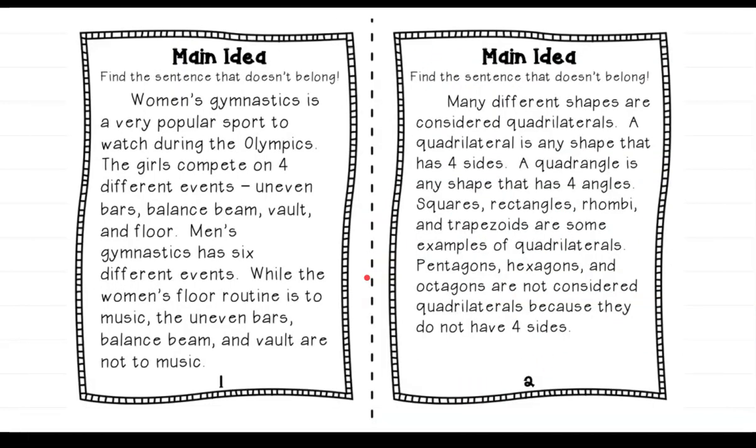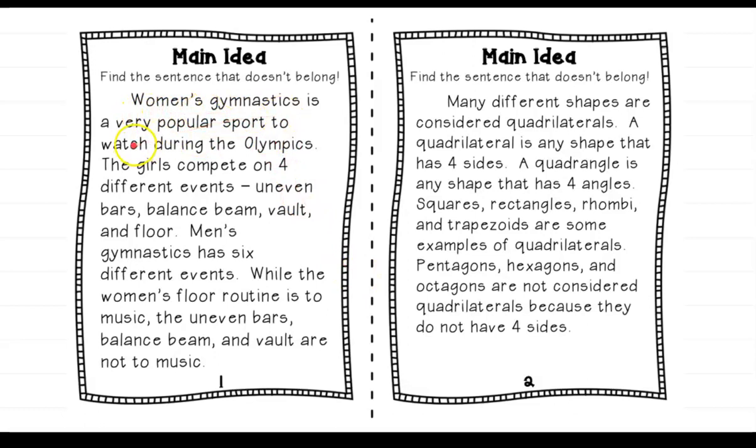So now let's take a look at this, and we're going to find the sentence that doesn't belong, or the sentence that doesn't support our main idea. When we're talking about a piece of writing, there are supporting details, and these are sentences in the writing that help to prove what our main idea is, okay? They are extra facts that build onto that. So let's read this together.